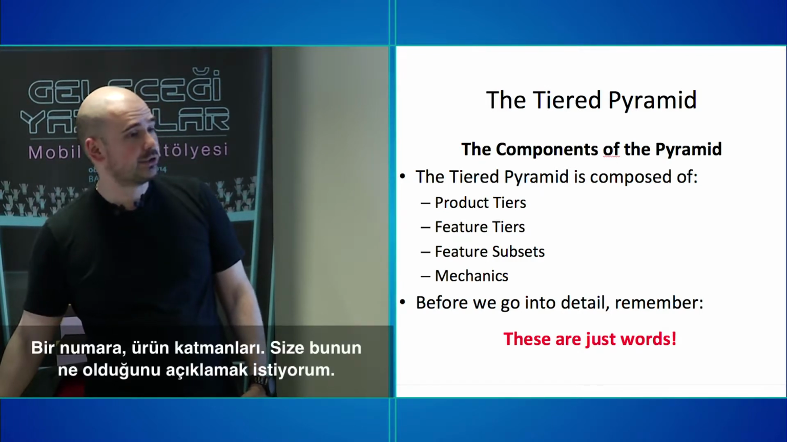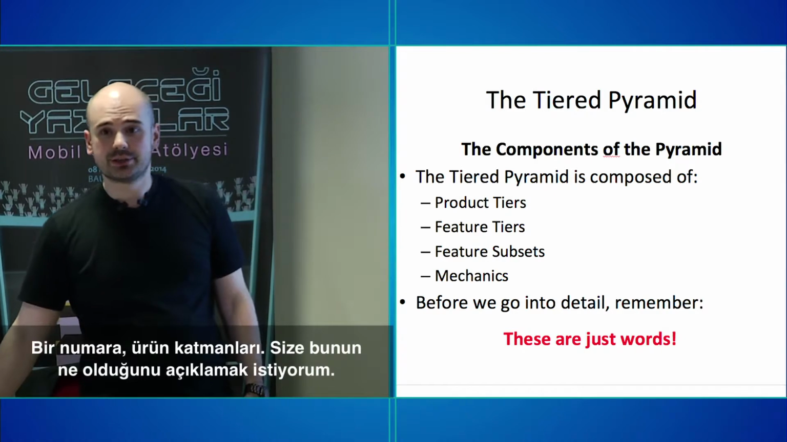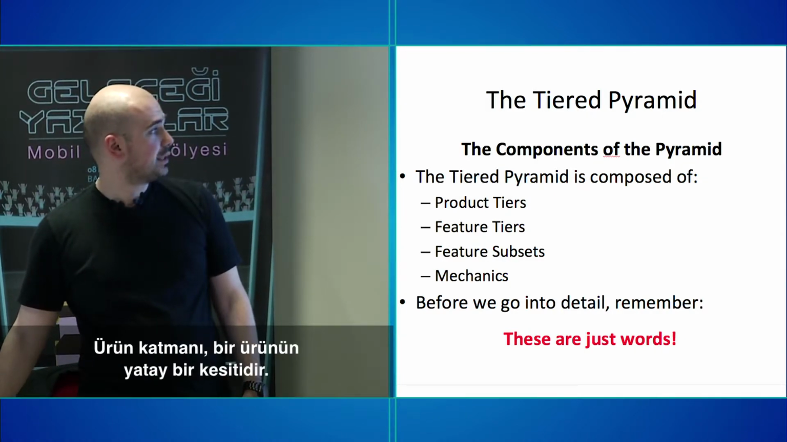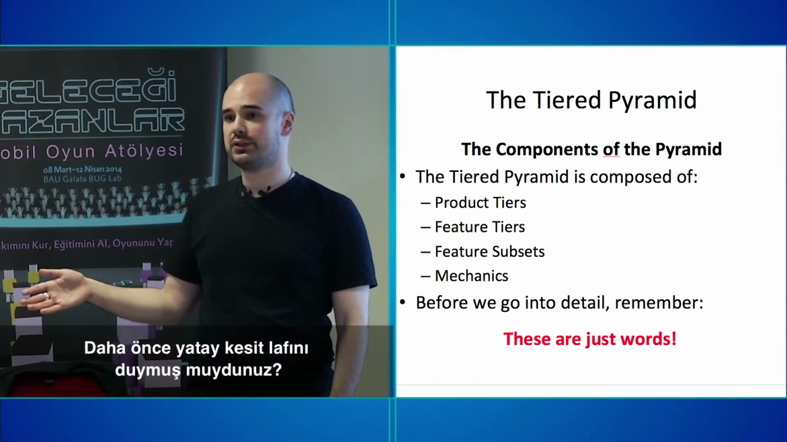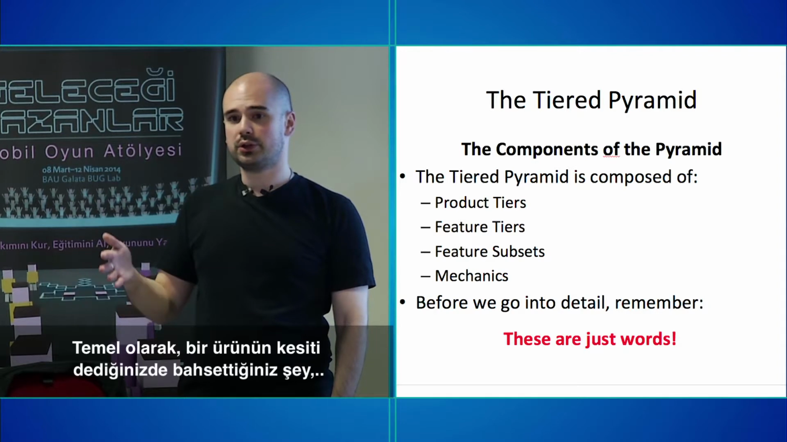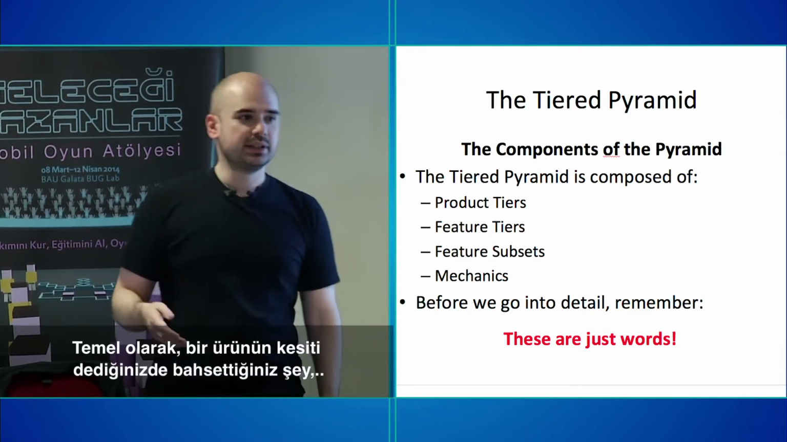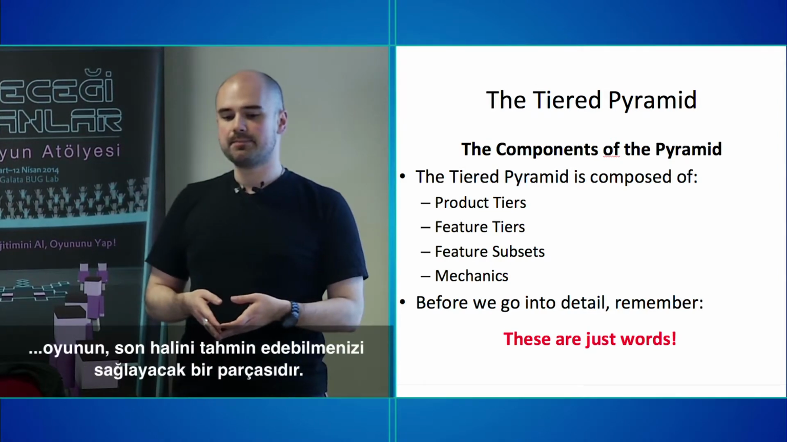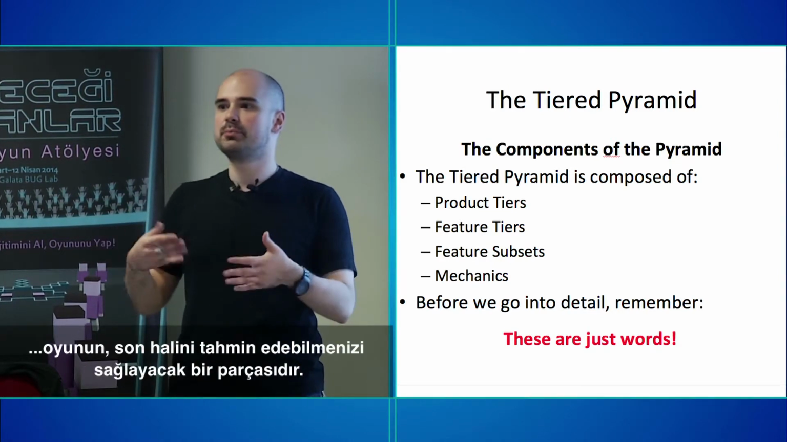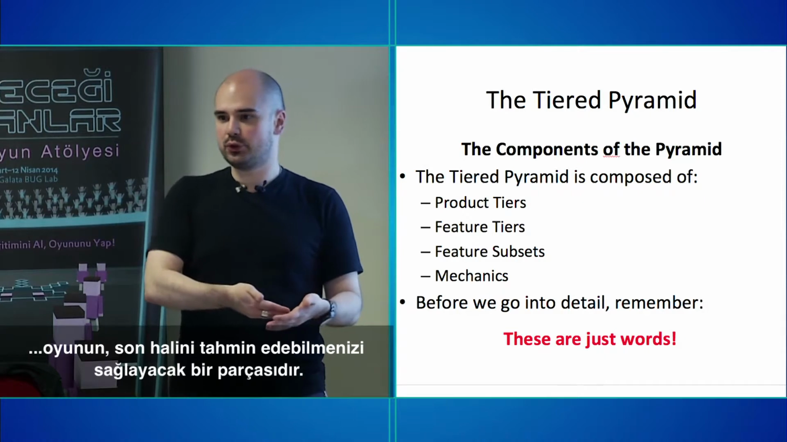Component number one, product tiers. I want to explain what a product tier is. A product tier is a horizontal slice of a product. Have you guys heard the word vertical slice? Someone has heard vertical slice. So basically, when you talk about a slice of a product, you're talking about a section of it that is supposed to indicate what the final game is going to be like.